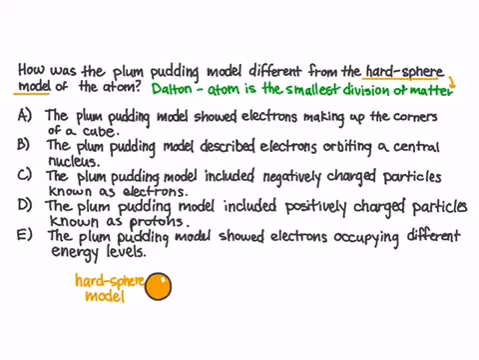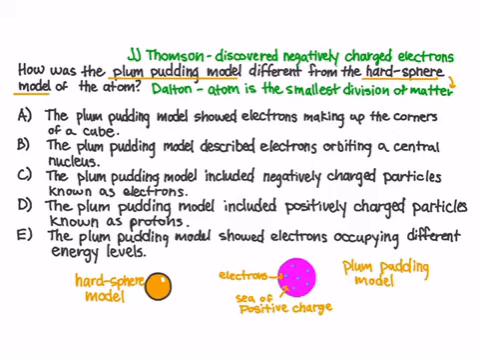The hard sphere model of the atom was the first atomic model. It was proposed by Dalton. In this model, the atom is the smallest division of matter. The Plum pudding model of the atom came afterwards. It was proposed by J.J. Thomson, who discovered the negatively charged electrons inside atoms.